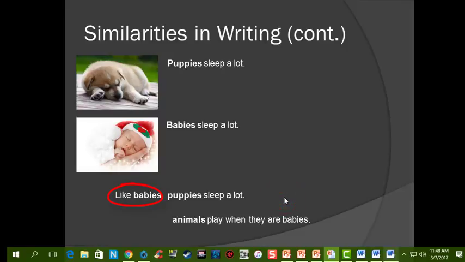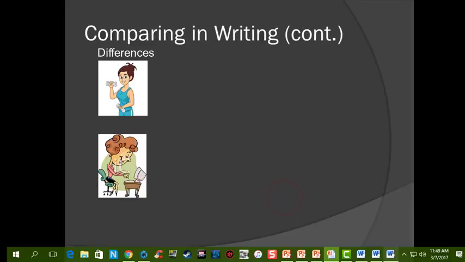Let's take a look at another one. Animals play when they're babies. Do puppies play when they're babies? Yes, they do. So I can say, humans. Do humans play when they're babies? Yes. So I say, like humans, animals play when they're babies. Now let's take a look at differences.